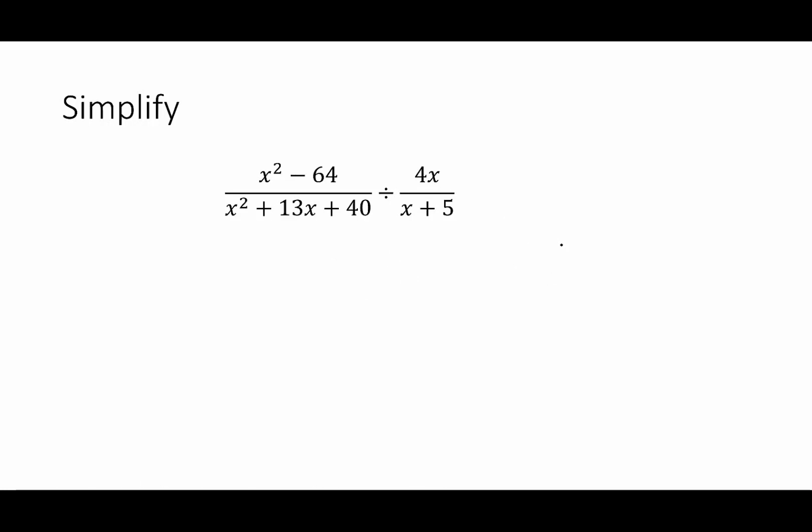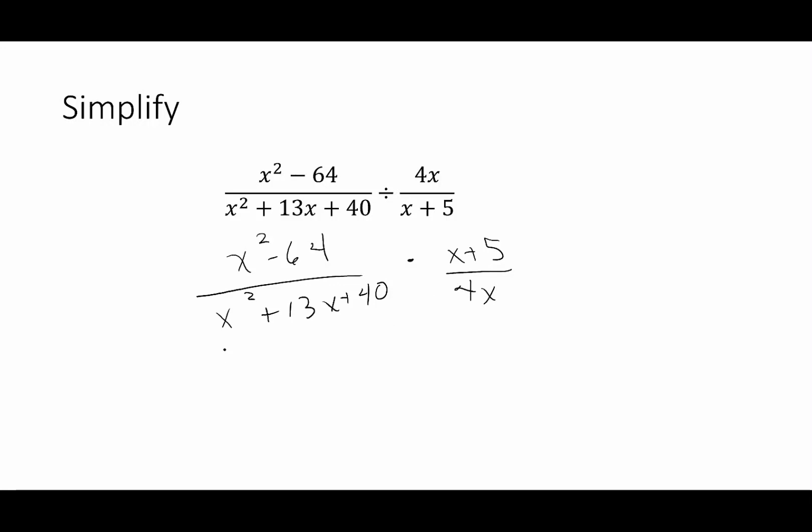Our last one says x squared minus 64 over x squared plus 13x plus 40 divided by 4x over x plus 5. We'll start by rewriting it as x squared minus 64 over x squared plus 13x plus 40, but now times x plus 5 over 4x. X squared minus 64 becomes x plus 8 times x minus 8. X squared plus 13x plus 40 is x plus 5 times x plus 8.